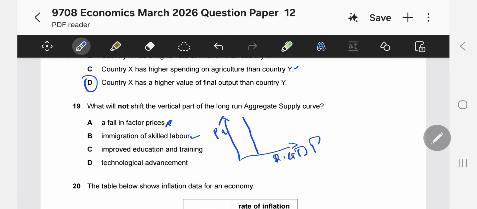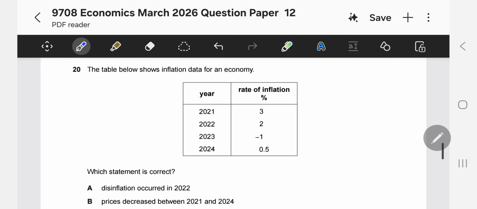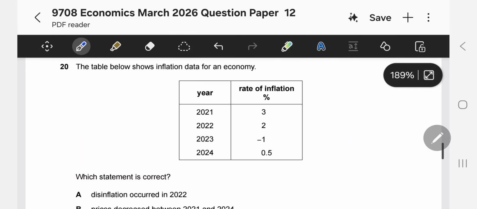Immigration, this one can shift. Improved education will improve the quality of the workforce. Technological advancement will improve productivity. Remember, I talked about quantity and quality of resources. So the correct answer here will be A, because a fall in factor prices will not shift the GDP. I'm just going to write that D better. Okay, let's try question 20.